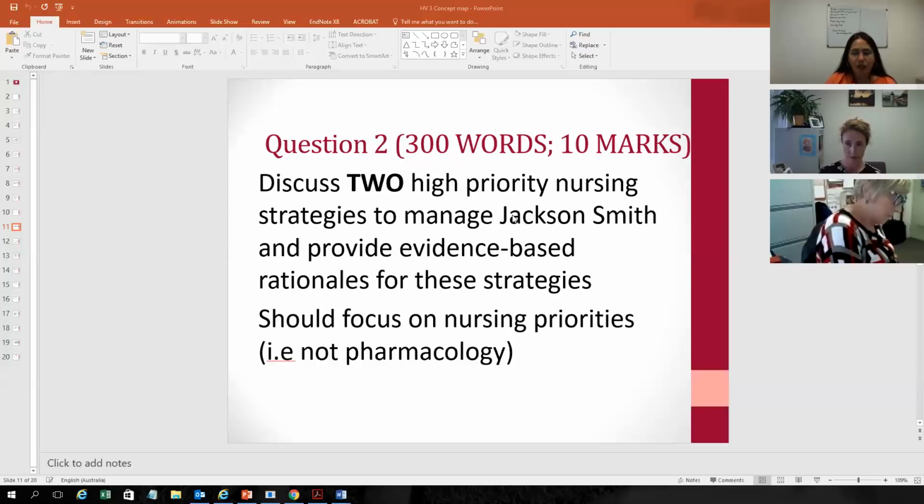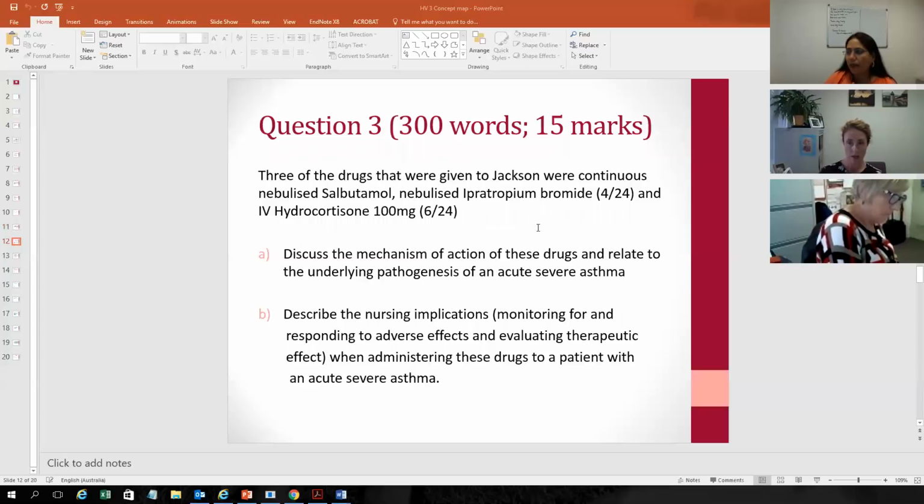I think Lauren is responding to Gurpreet's question, so I might go on to the next slide. Question 3. Three of these drugs that were given to Jackson were continuous nebulized salbutamol, nebulized ipratropium bromide, and hydrocortisone. So these are the three drugs, and you have two parts to the question here.